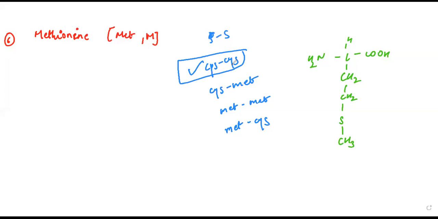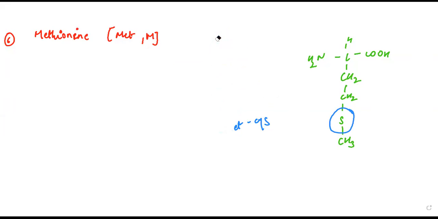Methionine is not involved in the formation of disulfide bonds. Only cysteine forms disulfide bonds. Methionine has sulfur present, yes, but it does not form disulfide bonds. Is it clear? So what is the role of methionine? It acts as the initiator codon, and it is coded by AUG.